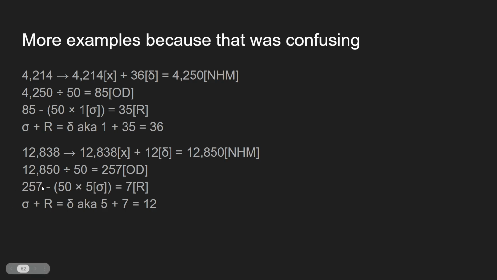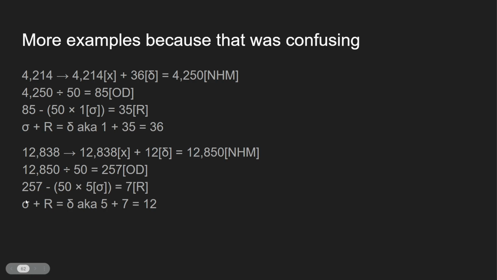So 257 minus, how many instances of 50 do we need to remove to get the number to be between 0 and 50, or 0 and 49 rather? Well, 5 times 50 is 250, and that is going to get us 7, which is indeed between 0 and 49. So we have 5 instances of 50 that we're going to remove. We're going to have a remainder of 7.